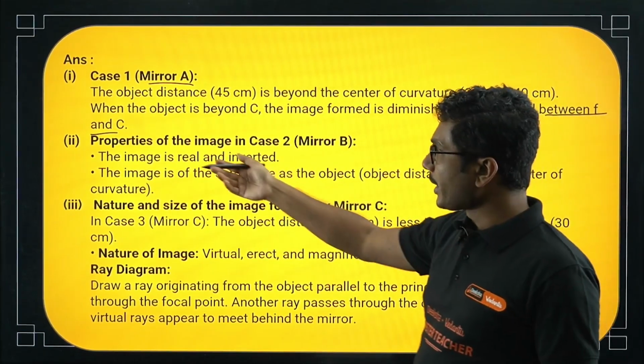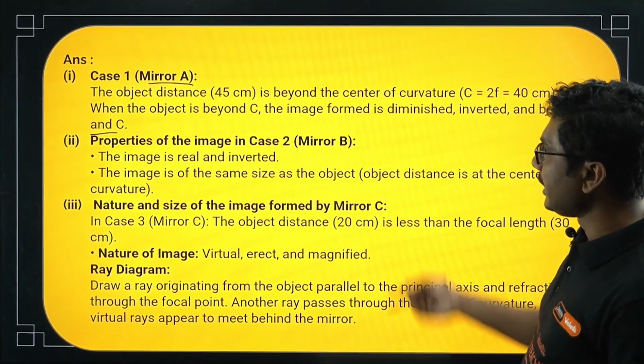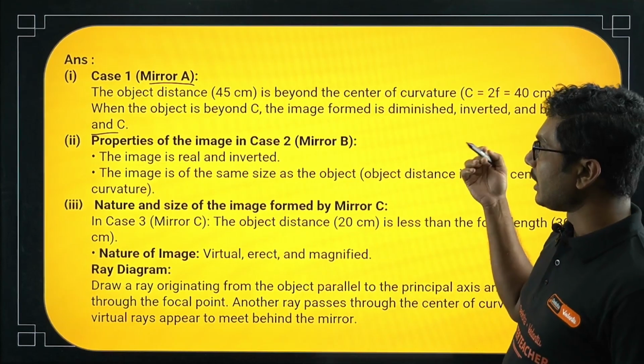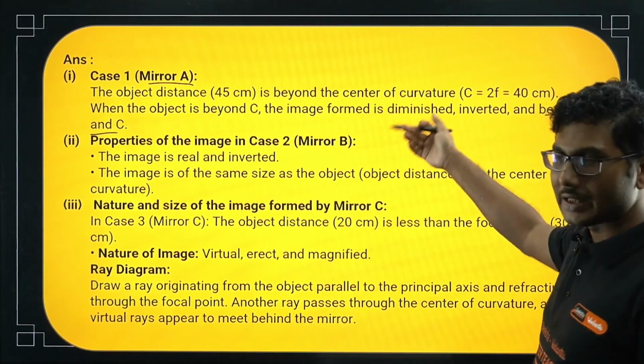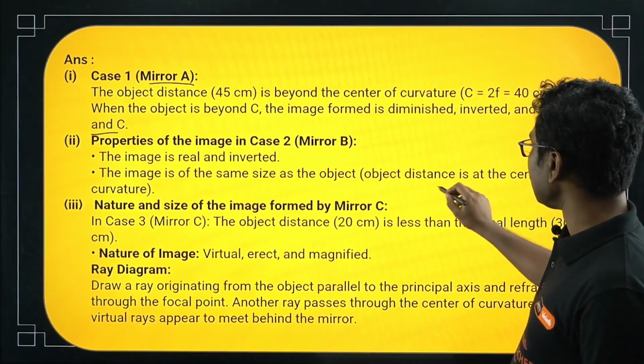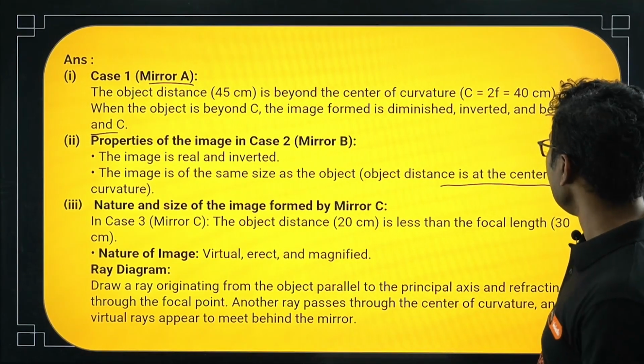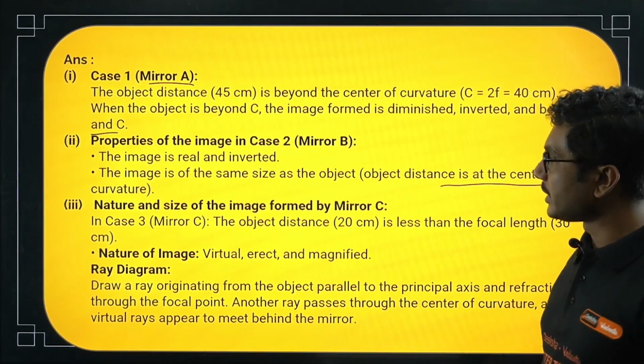Next is properties of the image in case 2, that is mirror B. The image is real and inverted. The image is same size as the object. So that's what I said. This is because the object distance is that of the center of the curvature. Obviously, this point is compulsory.